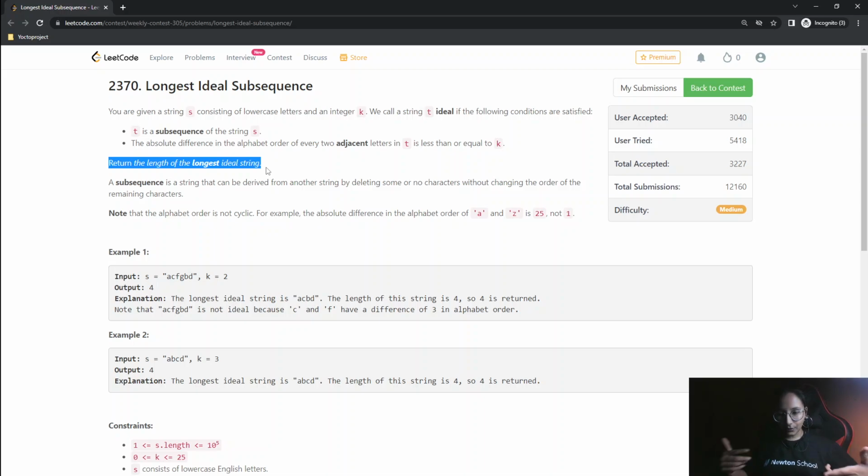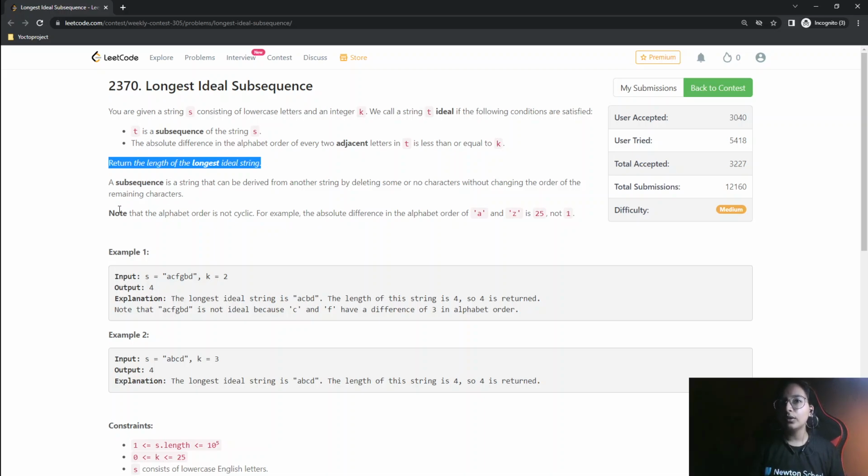Means we are required to return the longest ideal string, and that ideal string is basically the longest subsequence where this particular condition fits in, that is, the difference of each adjacent characters should be less than or equal to k. So this is the whole of this question.